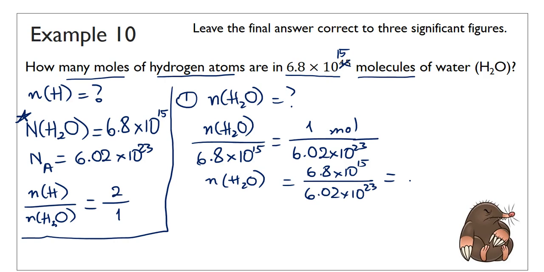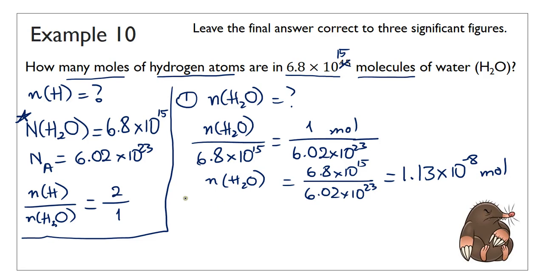So we have a fairly small number, 1 point, hang on, let's go 1, 2, 3, 4, 5, 6. I lost count. 10 to the negative 8. Oh, I should have just done that. So 1.13 times 10 to the negative 8 mole. So this is the number of mole of H2O.